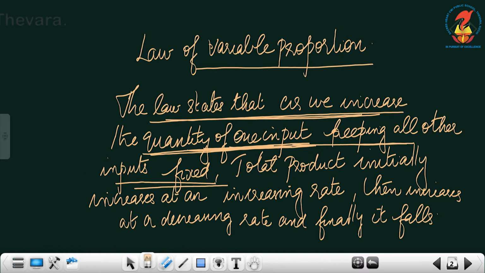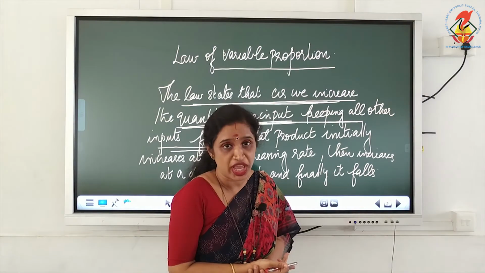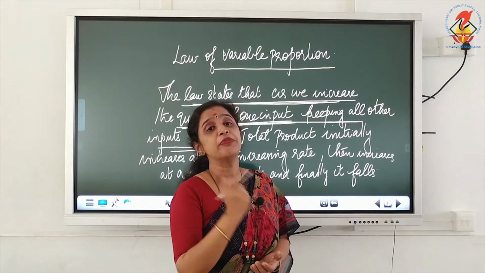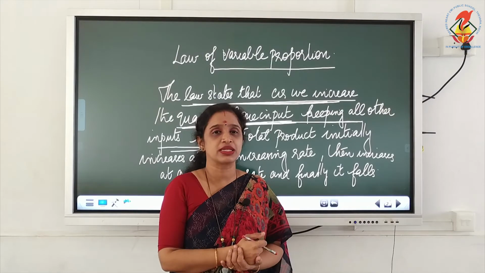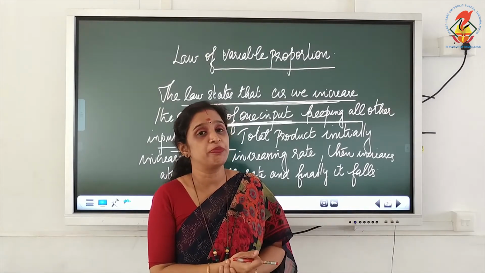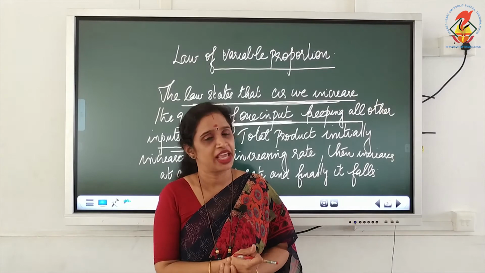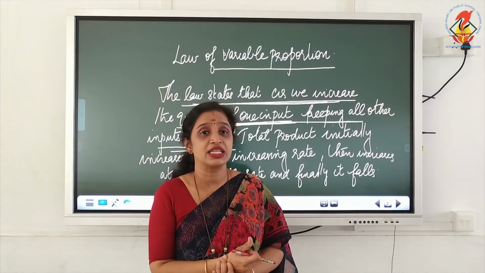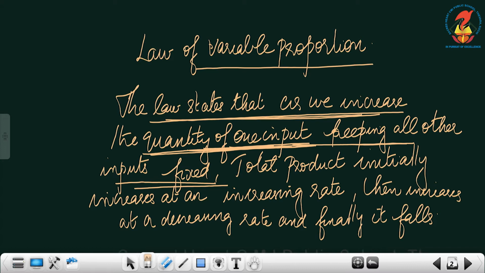So here the input which we are planning to change is the variable input, which we discussed in the relationship between TP and MP. The variable input is labor, and the fixed factor we have discussed is land. So there are two inputs required for the production process, labor and land. In that, labor is a variable factor and land or machine is a fixed factor.